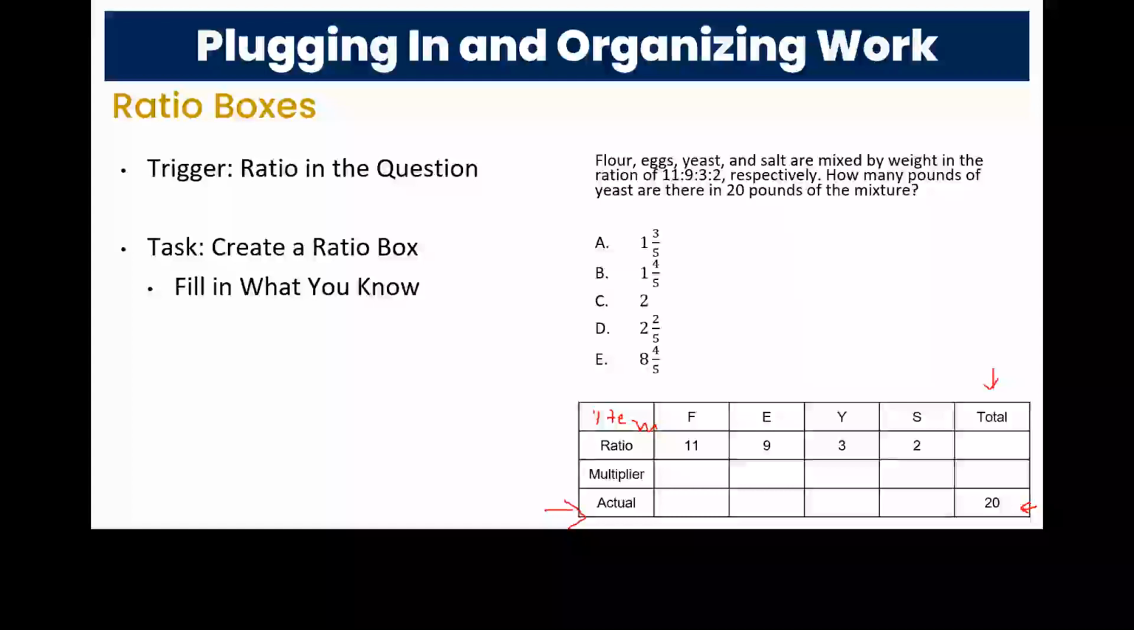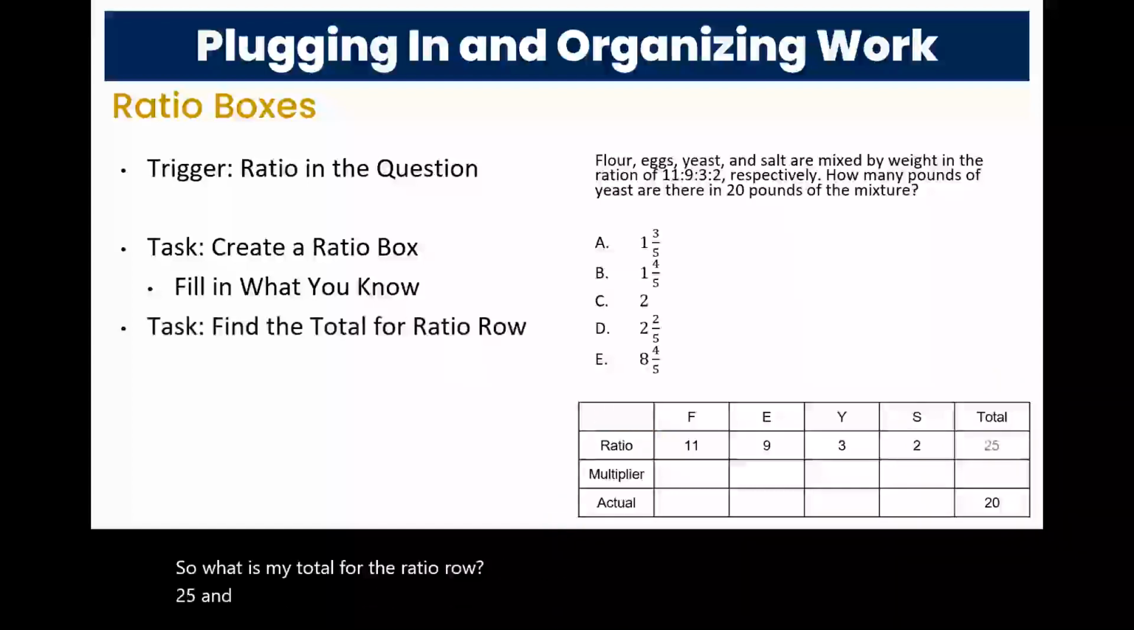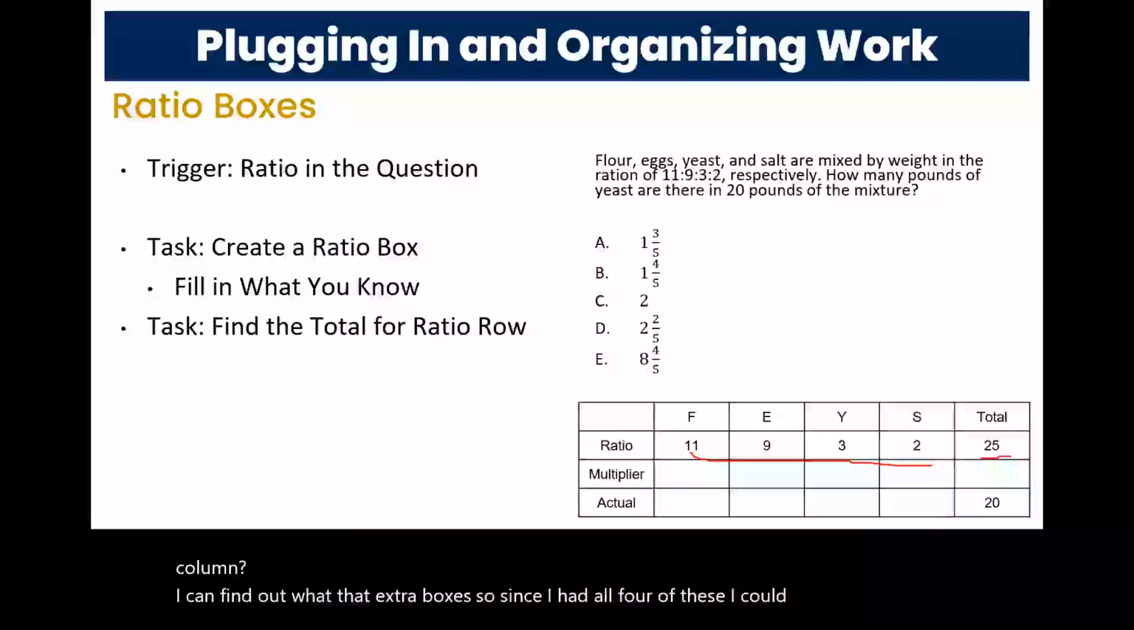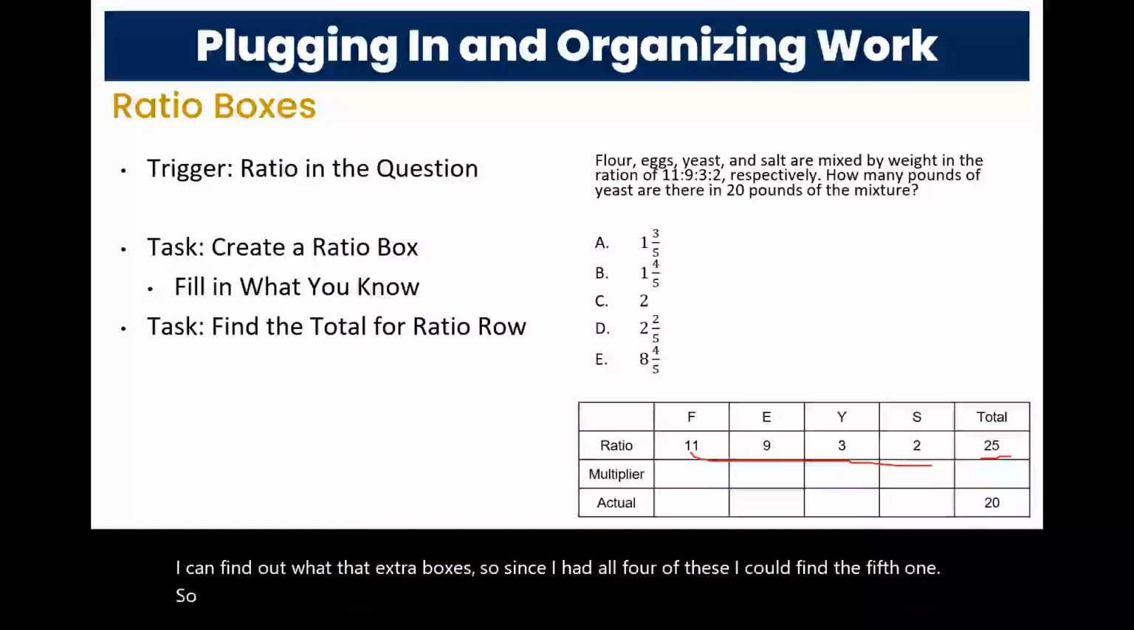Yeah, I can add up the ratio row and get a total from that. So what is my total for the ratio row? 25. And how do I know that I can do that? Every time I have one box left in a row or column, I can find out what that extra box is. So since I had all 4 of these, I could find the 5th one. So what can I find now? Because I have one thing missing in any given row or column.